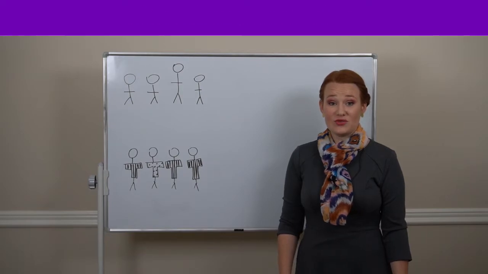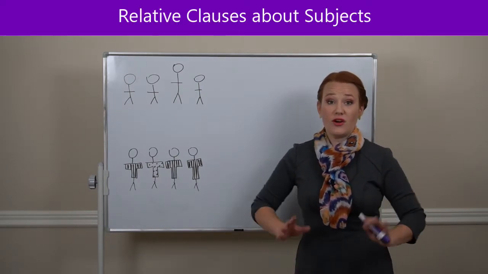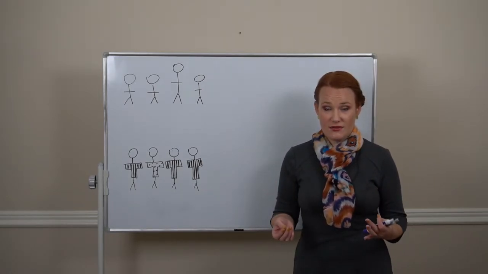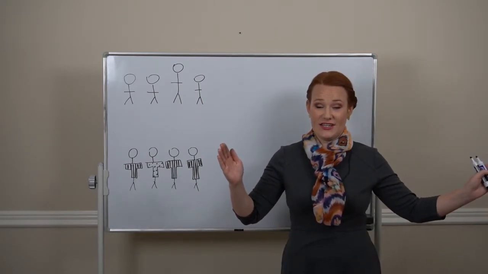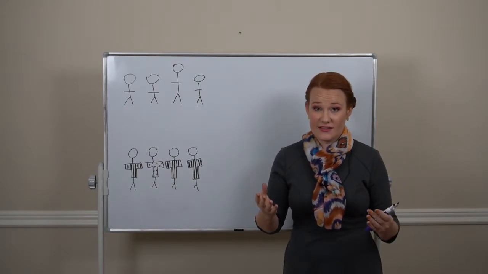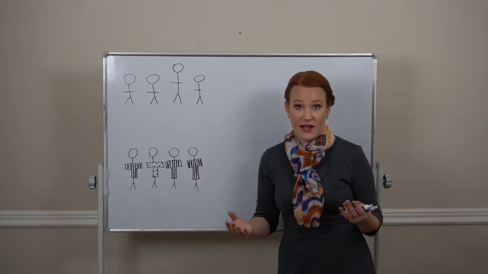Today, let's break down relative clauses about subjects. So, a relative clause gives us more information about a noun. It's basically a really long adjective. In fact, sometimes it's called an adjective clause. So, we use this to give us more information about a noun.